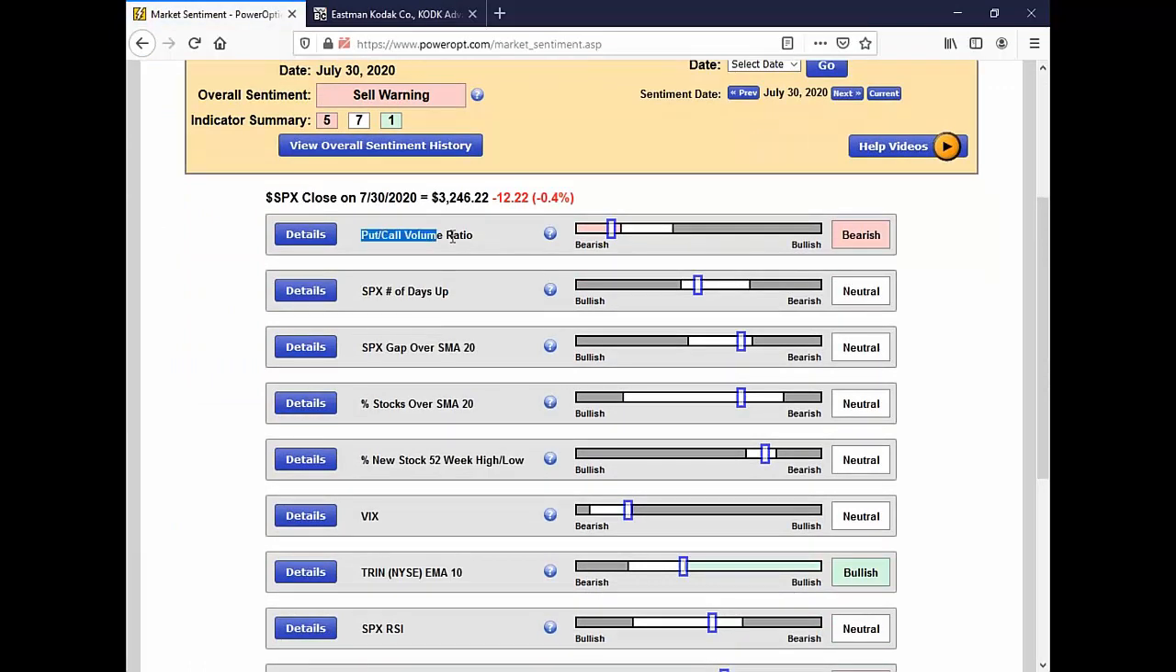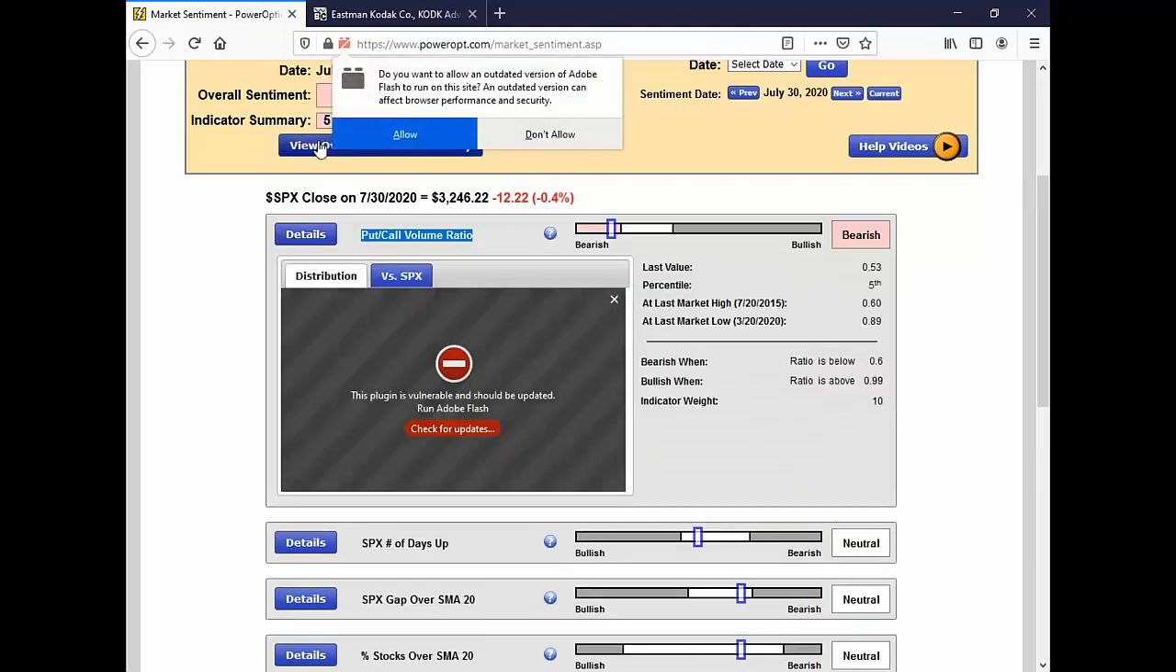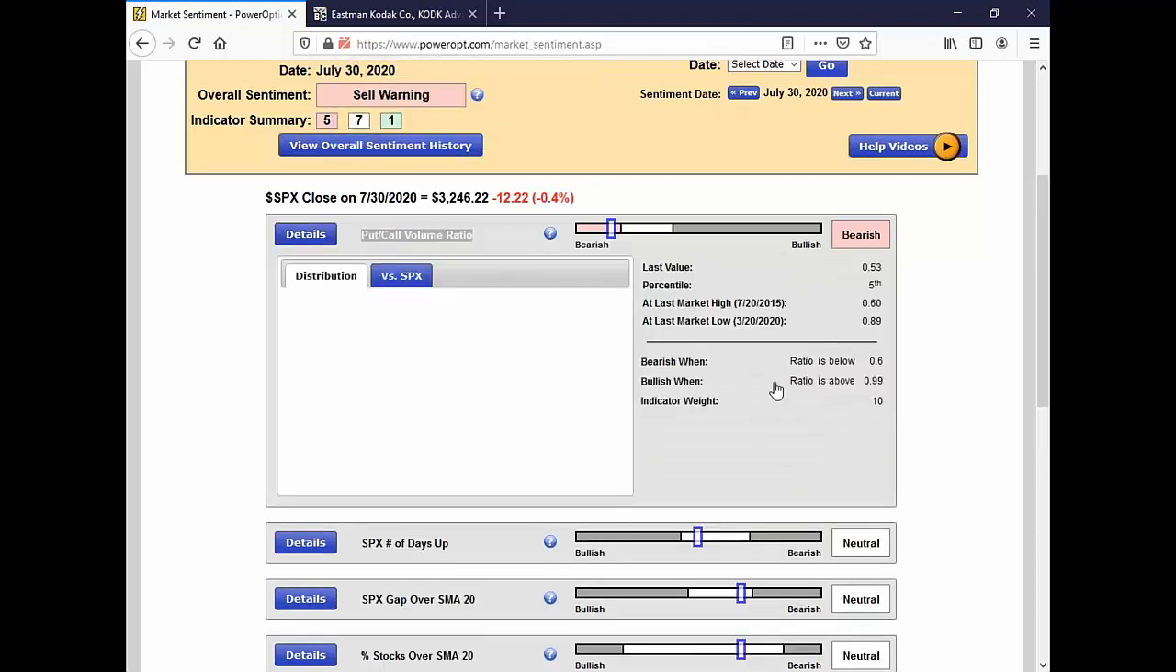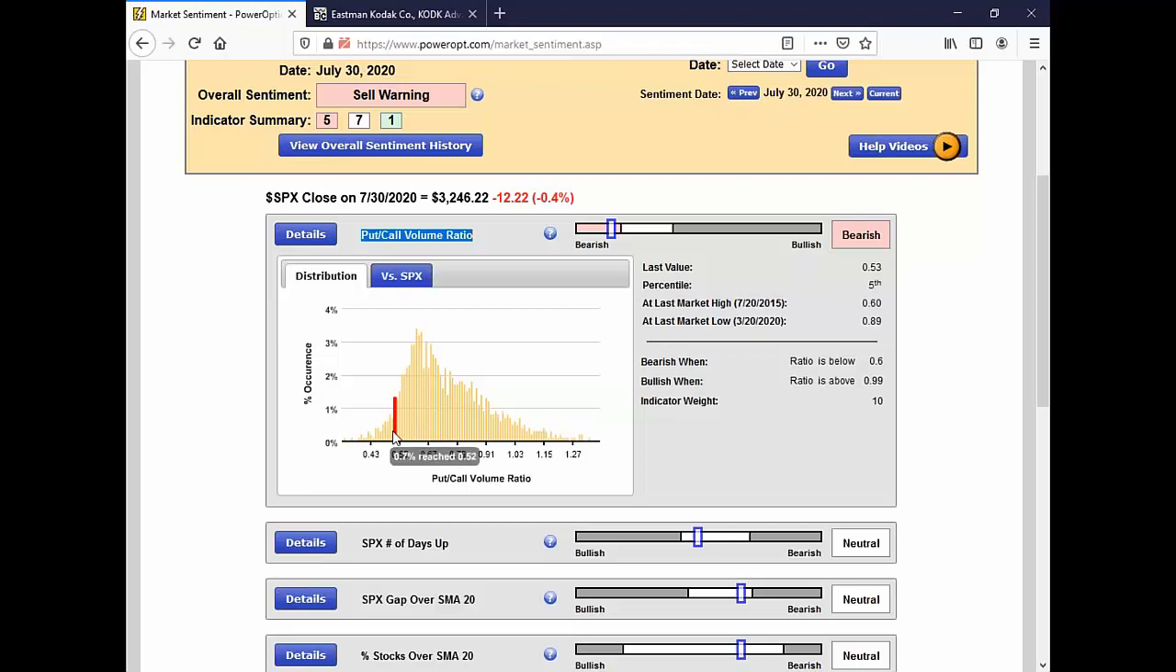The total market put-call volume ratio is currently in a bearish mode based on the fences. What are the fences? When you click on the details here, it shows you at various times the highs and low ranges of the put-call volume ratio. And then you can see here the histogram. So typically when we're at a low range of the put-call volume ratio, in this case about 0.53, it was the last value, we typically don't see it go further.